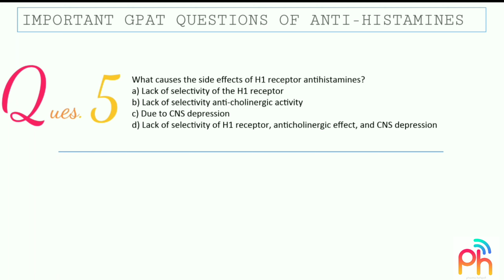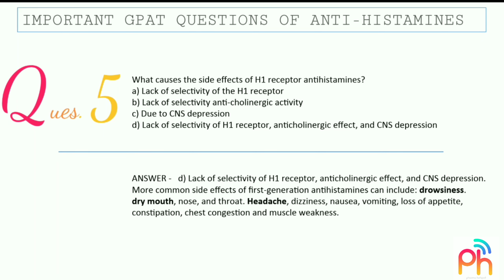Yeah, so the correct answer is D, which is lack of selectivity of H1 receptor, anticholinergic effect and CNS depression. The most common side effects of first generation antihistamines can include drowsiness, dry mouth, nose and throat, headache, dizziness, nausea, vomiting, loss of appetite, constipation, chest congestion and muscle weakness.